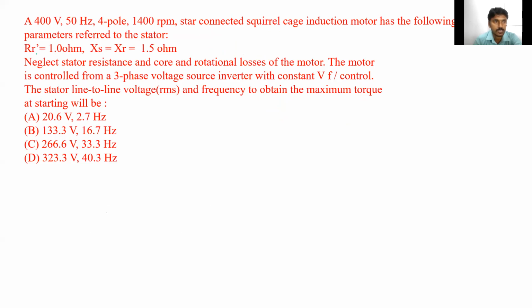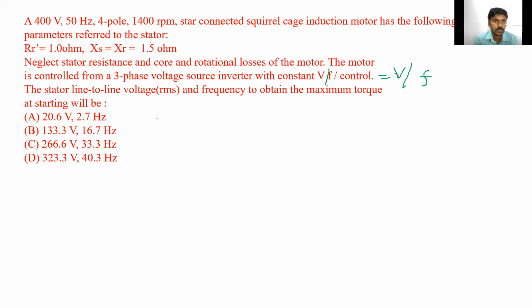So just check this one. Rr is the rotor resistance, equal to 1.0 ohms. Xs, the stator reactance, is equal to the rotor reactance, equal to 1.5 ohms. Neglect the stator resistance and the core and rotational losses of the motor. The motor is controlled from a three-phase voltage source inverter with V by F control. The stator line-to-line voltage RMS and frequency to obtain the maximum torque is.